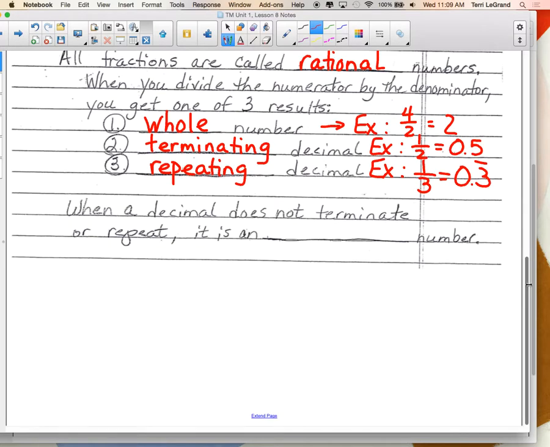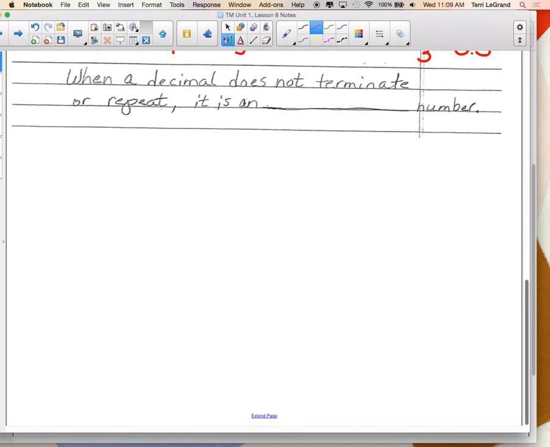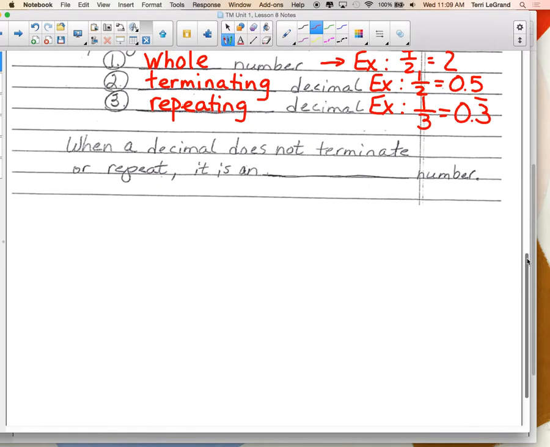Okay, now this is really important also. What happens when a decimal does not terminate? In other words, it doesn't end. Or it never does have a repeating pattern. Is it still a rational number? No. Now we call it an irrational number. And guess what? It did not come from a fraction, because remember, fractions are rational.